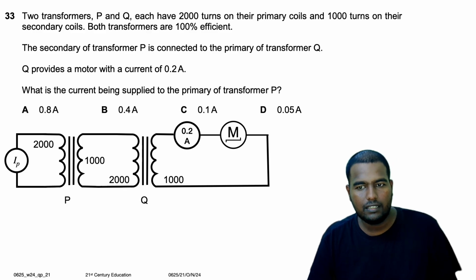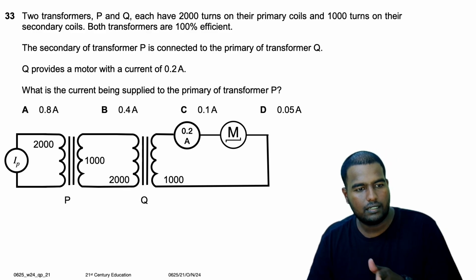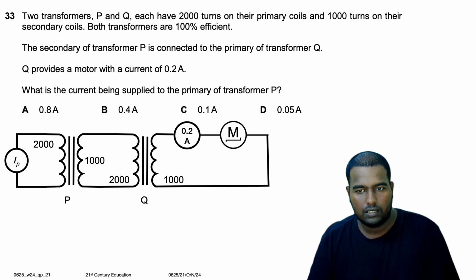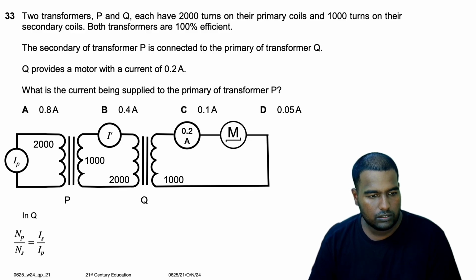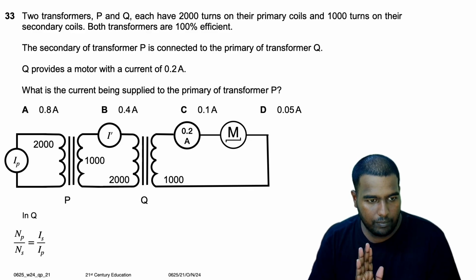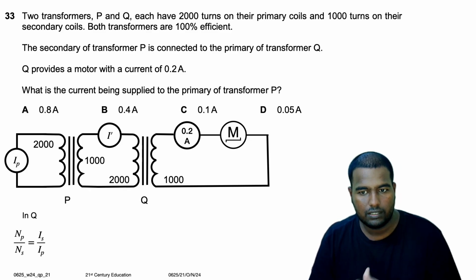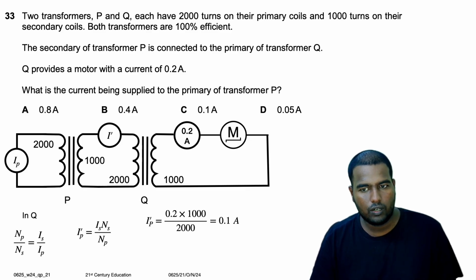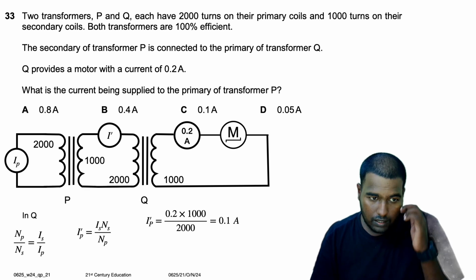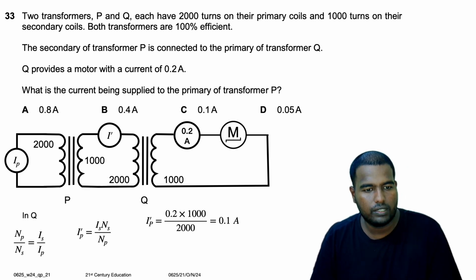Before that, first let's find the current supplied to the primary of transformer Q. In Q, we know NP by NS is IS by IP, or NPIP is NSIS. We want to find the current in the primary, so IP is ISNS divided by NP. So it will be 0.1 ampere. So we found the primary coil of Q gets a current of 0.1 ampere.